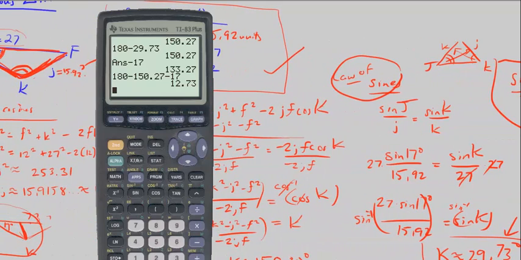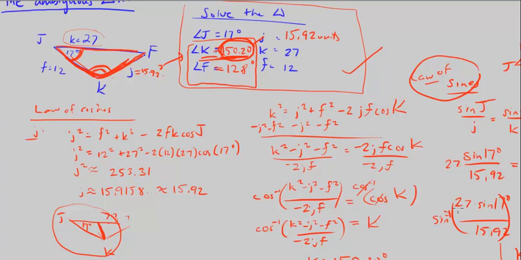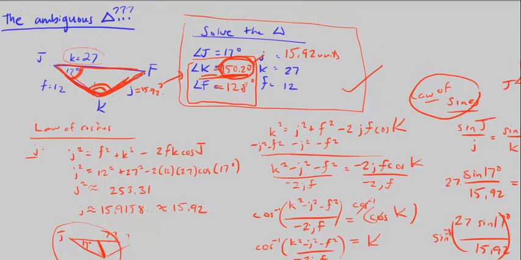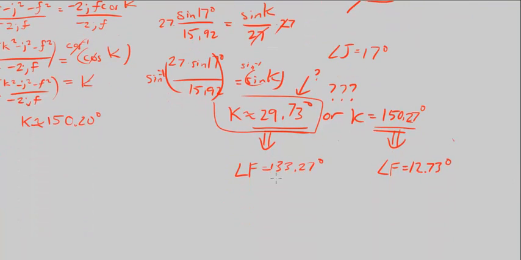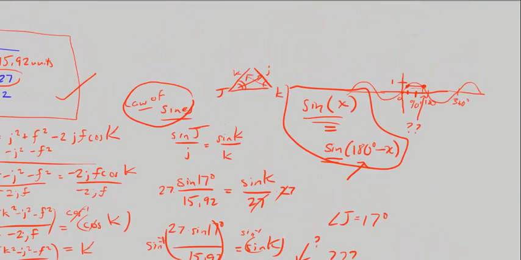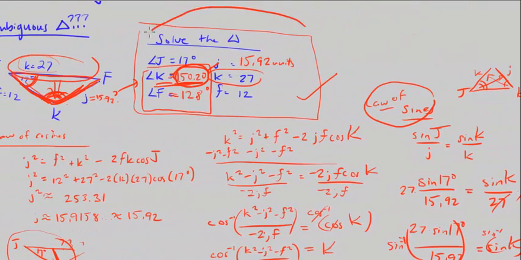Well, let's move away the calculator. We know that side K is the biggest. This side has to be the biggest, therefore the angle opposite it has to be the biggest angle as well. So angle F being bigger than angle K is not what we want. We need angle K to be the biggest angle, and angle F to be smaller, and angle J to be smaller. So this is the correct answer.